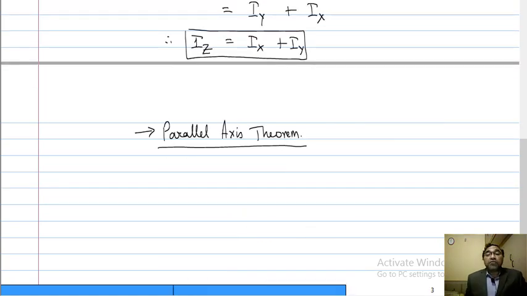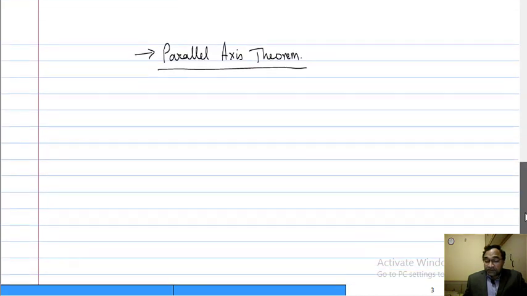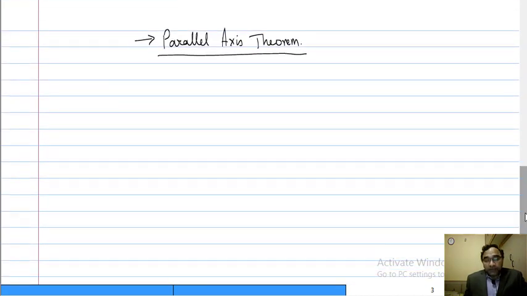Now, let us see what parallel axis theorem has to say. The name only suggests parallel axis theorem. This means using this theorem we are able to find moment of inertia about an axis which is parallel to the known axis, that is the centroidal axis. Let us see how exactly to proceed in this case.